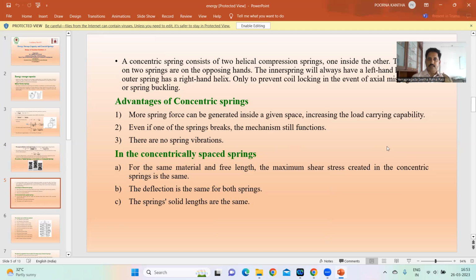But in concentric split springs, you have to design the springs in such a manner that, for the same material and free length, the maximum shear stress created in the concentric springs is the same. The deflection is the same for both springs, and the spring solid lengths are also the same here.